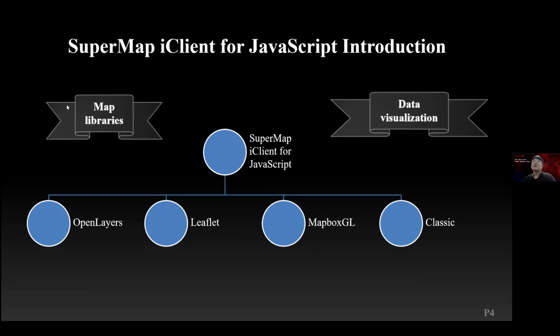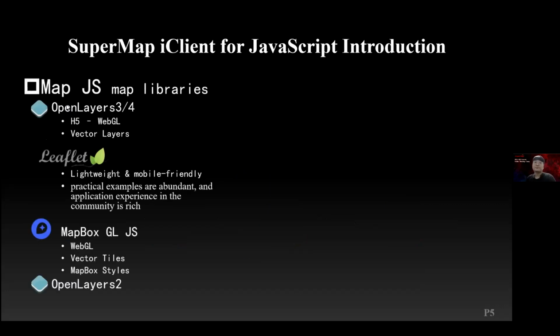And SuperMap iClient for JavaScript is open source because it is based on open source frameworks like OpenLayers, Leaflet, MapBox GL, and Classic. Because OpenLayers and Leaflet are very popular in WebGIS development, we choose to build on these open source frameworks to provide the capability to connect to the services published by iServer and the SuperMap format. And we also achieve more advanced functions based on the frameworks. You can also search SuperMap iClient for JavaScript on GitHub, because it's open source and you can download the source code of it.